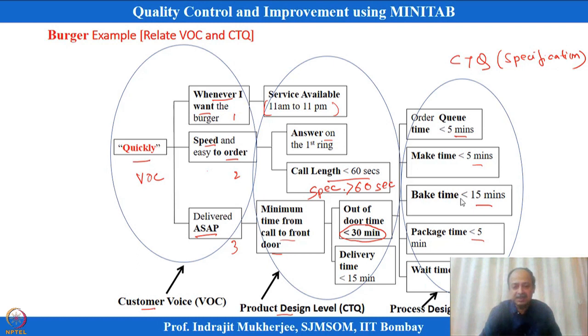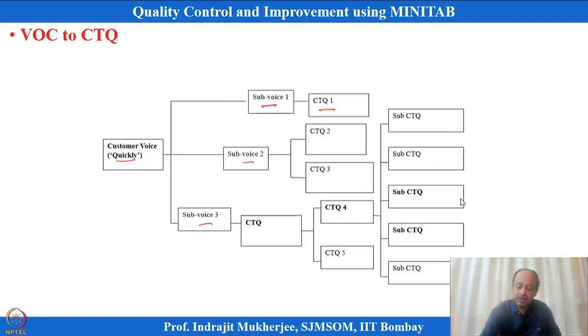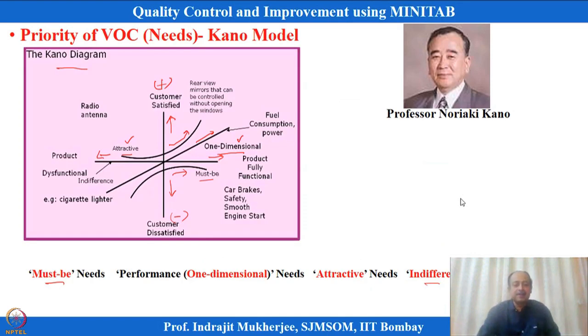Then we discussed how to stratify the voices, which are important and which are not important. We are using Kano models for that. It is divided into quadrants. Kano is saying that features can be stratified into different categories: must-be, one-dimensional, attractive, indifferent, and reversal categories.